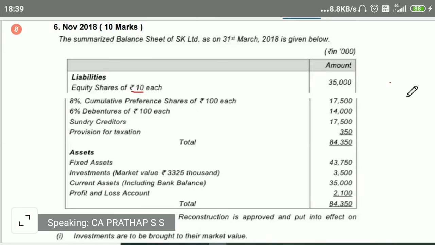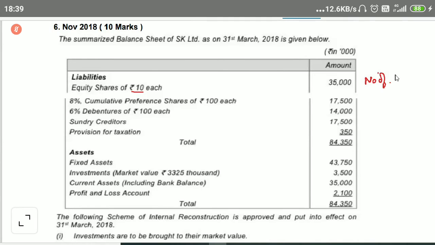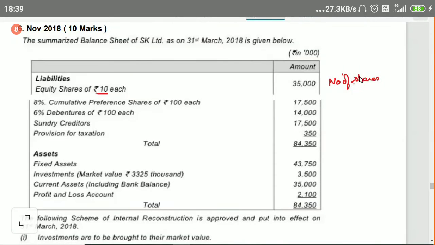So how many number of shares? Here also, like in amalgamation, the first step is the number of shares. You have to know. You'll see in the next sum, there will be a lot of movements in the number of shares. Then there were 8% cumulative preference shares, 6% debentures, sundry creditors, provision for taxation. Provision for taxation, what's this? It's an accumulated loss company, and then they're paying tax. Put the sum properly. Fixed assets or investment market value is 3325, that is 33 lakhs 25,000. But here we are carrying it at 35 lakhs, and now it is worth only 33.25 lakhs. So it's a loss. So the loss will be borne by which account?